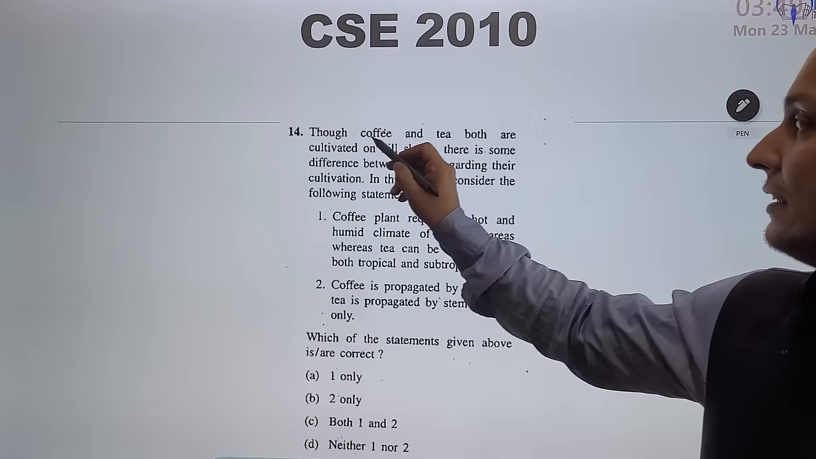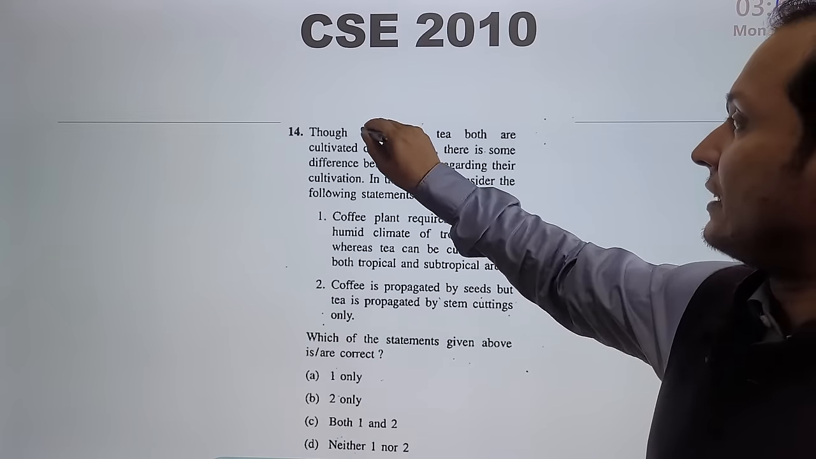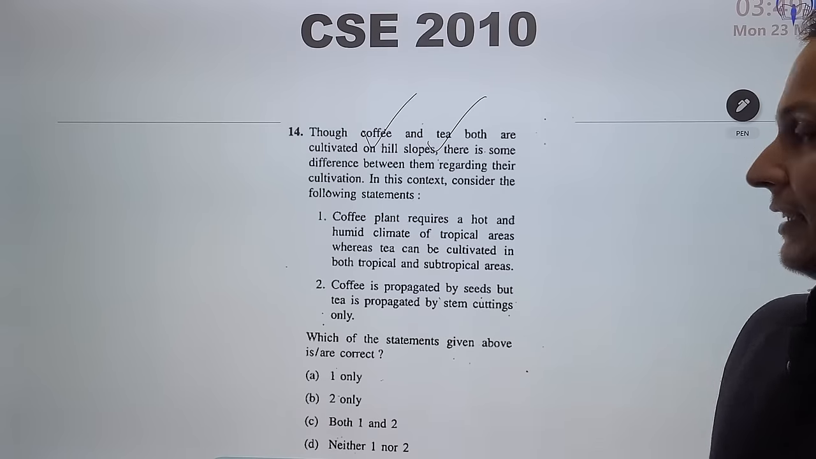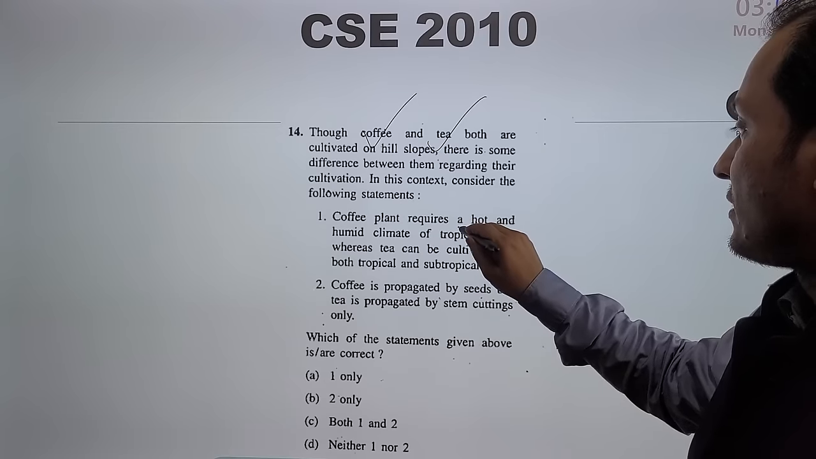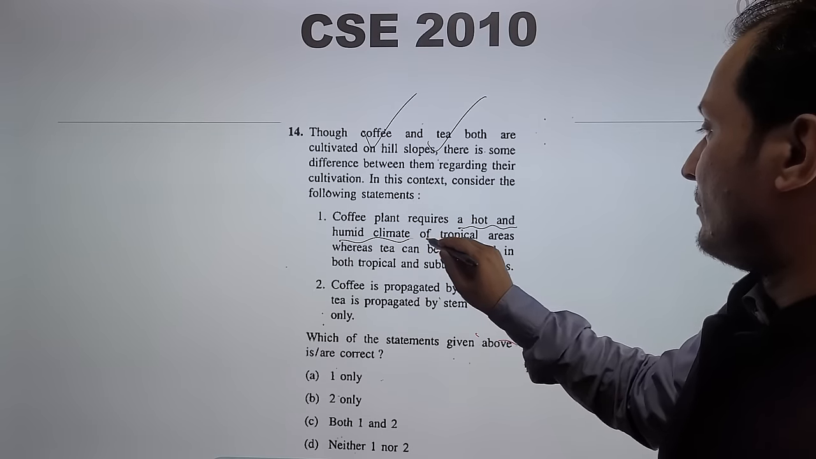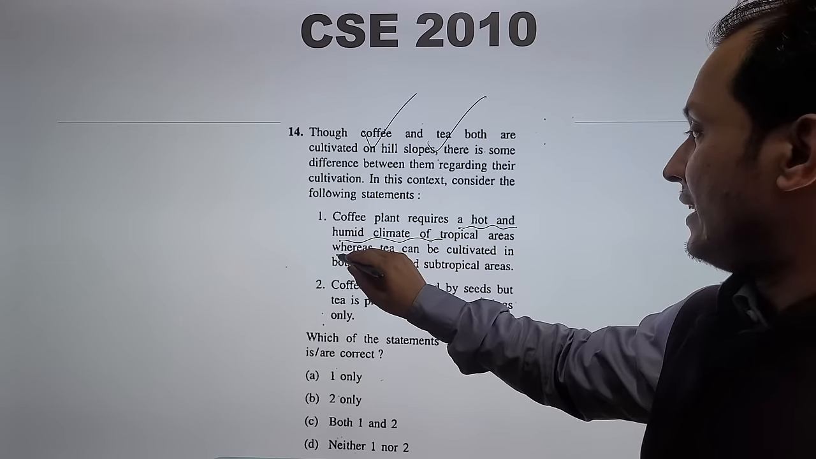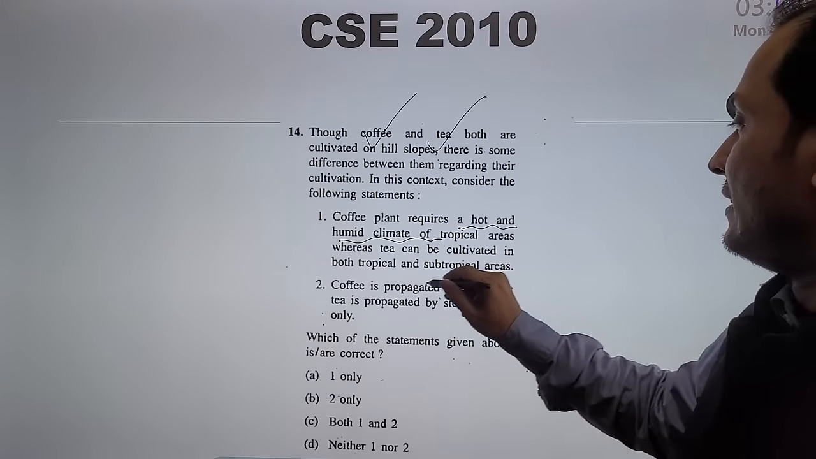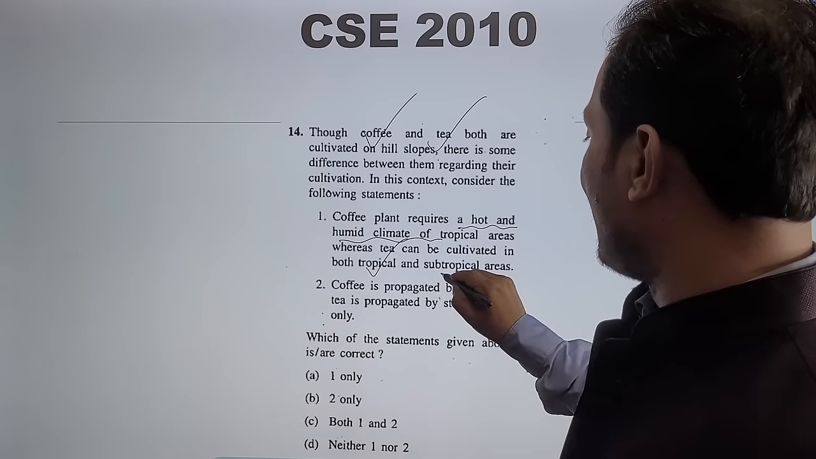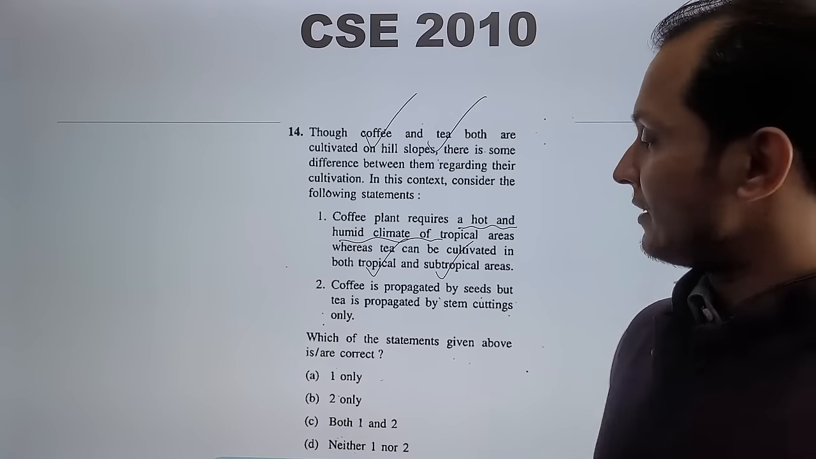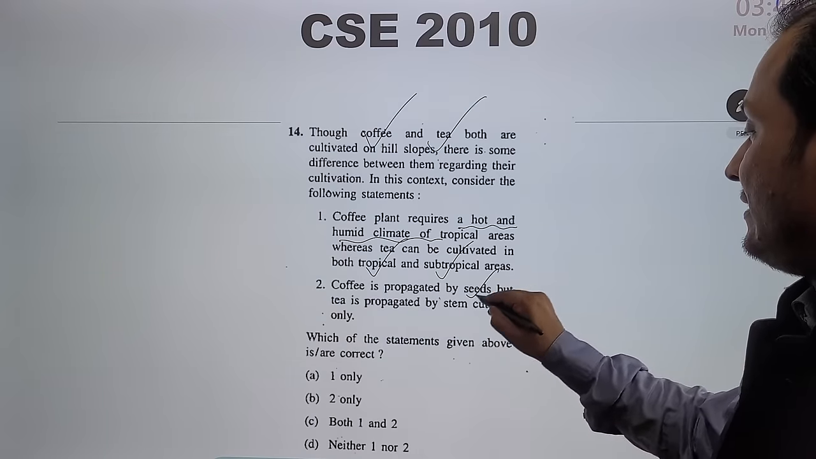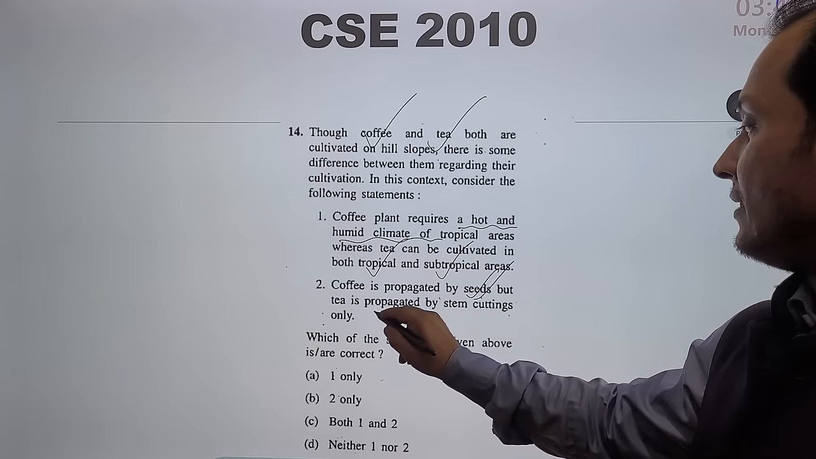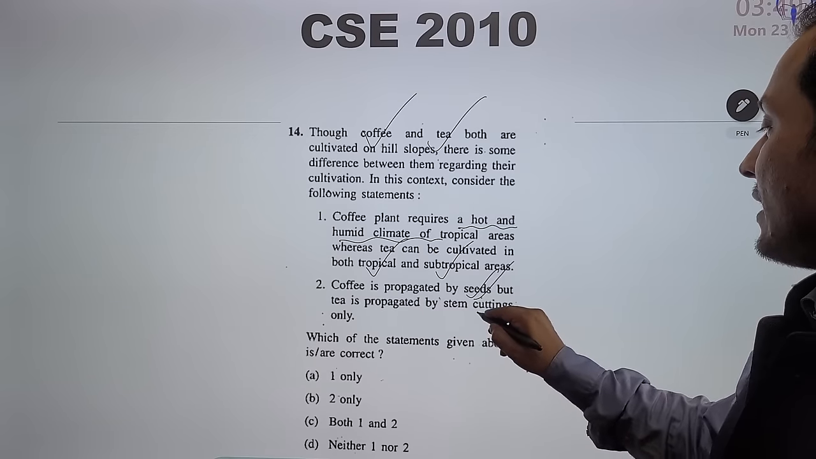You see here, it is about coffee and tea cultivation. You read this statement: Coffee plant requires a hot and humid climate of the tropical area, whereas tea can be grown in tropical and subtropical areas. The second statement says that coffee is propagated by seeds, but tea is propagated by stem cuttings only.